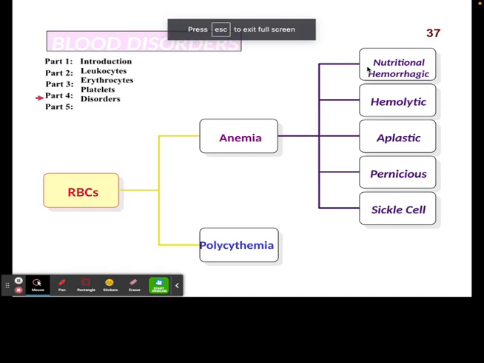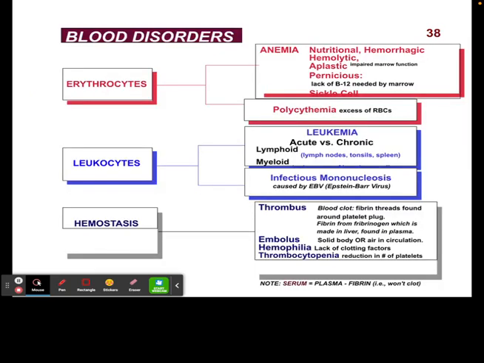We're going to discuss some blood disorders. This chart is just a larger view of what you're going to see on this slide here, at the top here. So keep that in mind. If you want to see that a little bit more clearly, you can just go back a slide to see that. So the blood disorders, we can talk about red blood cell disorders and white blood cell disorders.